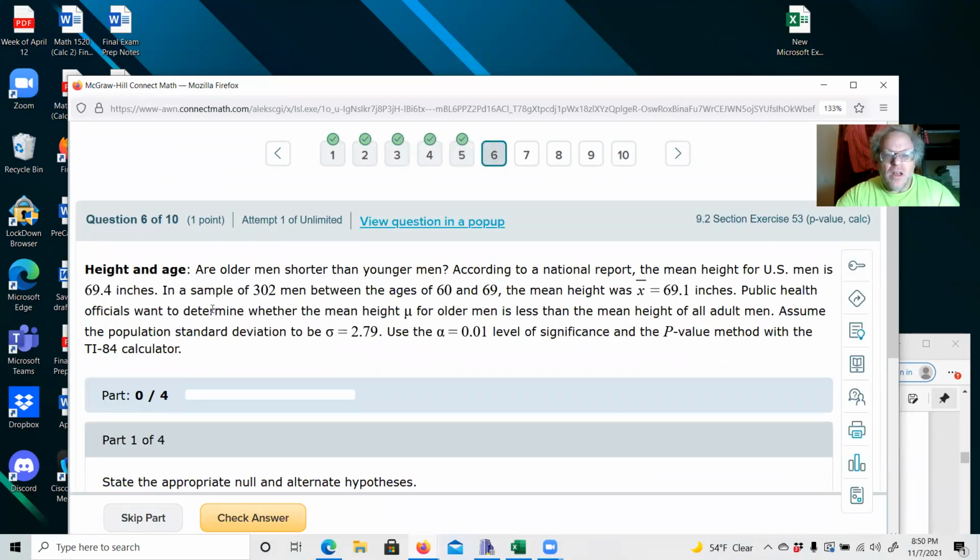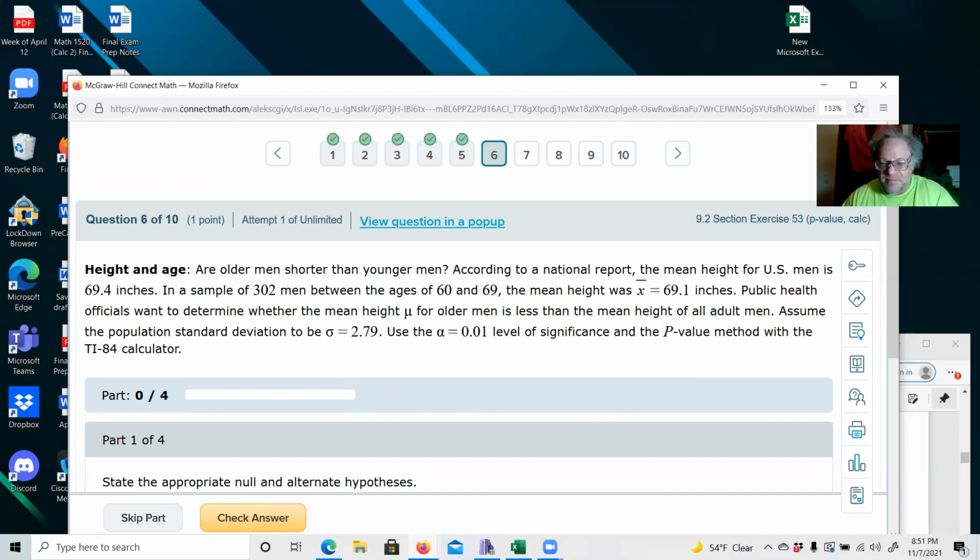Older men shorter than younger men. According to a national report, the mean height for U.S. men is 69.4 inches, 5'9", 0.4. In a sample of 302 men between the ages of 60 and 69, the average height was 69.1 inches. Public officials want to determine if the mean height for older men is less than the mean height for all men. So let's go ahead and figure that out.